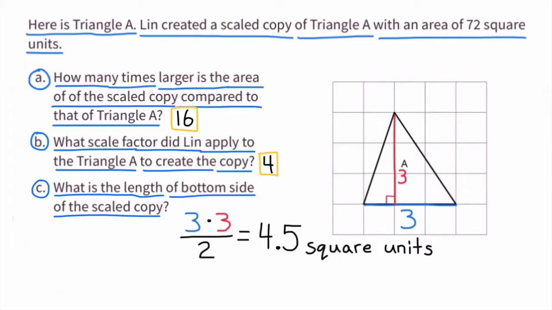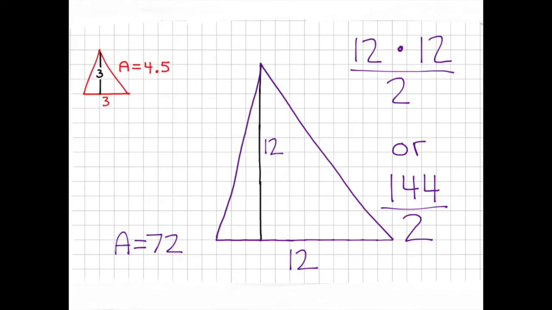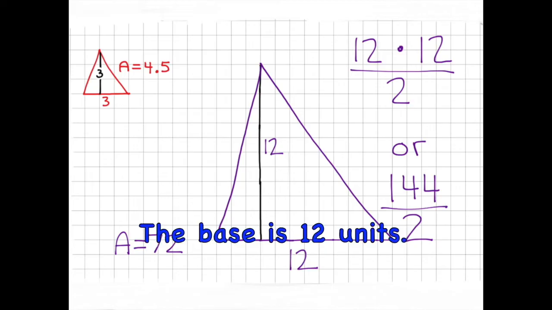C. What is the length of the bottom side of the scaled copy? Here's another look at my drawing of Lynn's scaled copy of Triangle A. The base, or the bottom length, is 12 units.